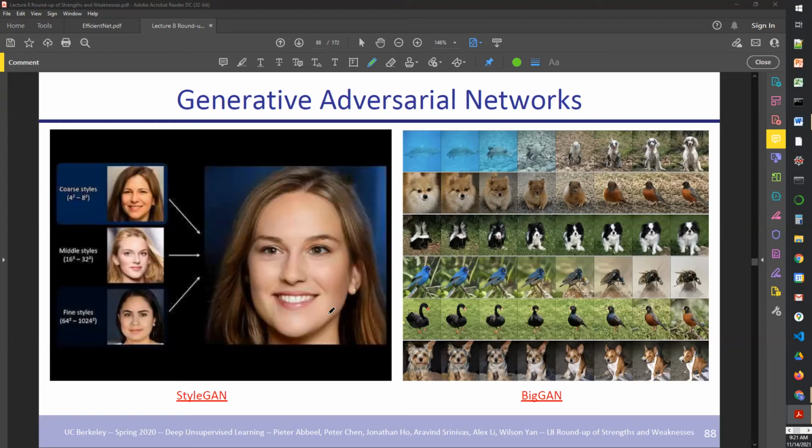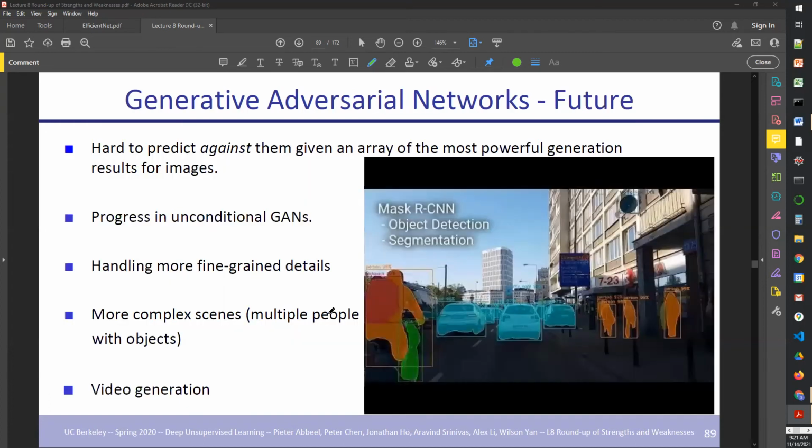The future work, though, I think is the fact that they still struggle because of mode collapse, and it is hard to predict against GANs. Today, they are kind of the state of the art to produce high quality images, but unconditional GANs are still work in progress.